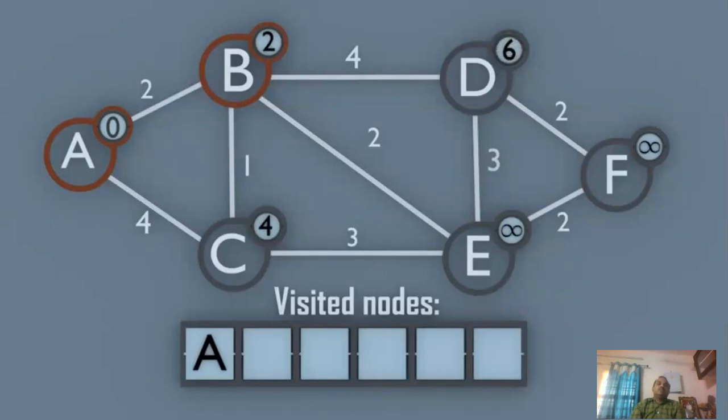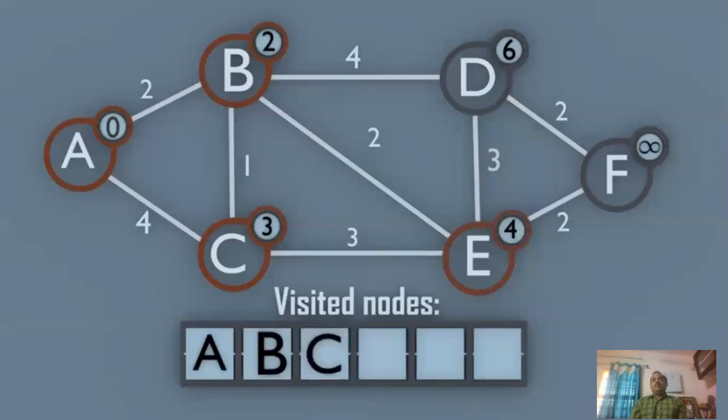Then we compare the weight of node E to the distance and update node E's weight to 4. Finally, we compare the distance to node C to the weight of node C. Because the weight 4 is greater than the distance 3, we update node C's weight to 3. We mark node B as a visited node and move to node C. From node C, we can compare the distance only to node E, since nodes A and B have already been visited. Since the distance to node E is greater than the weight of the node, we mark node C as visited and move on to node E.